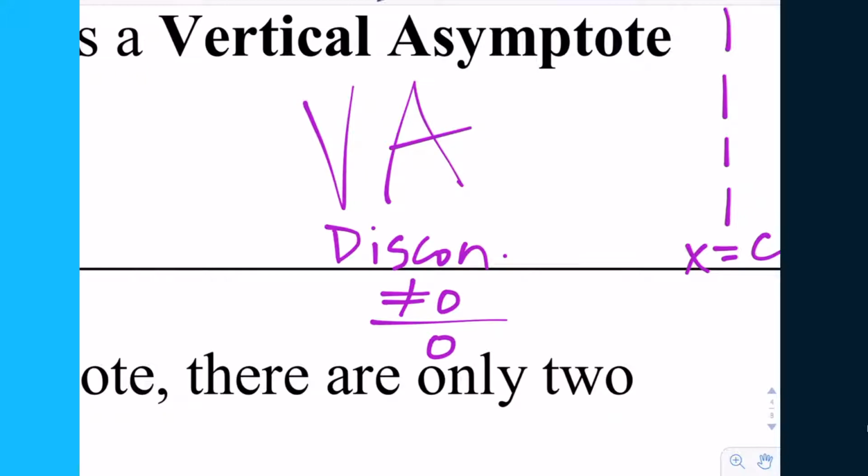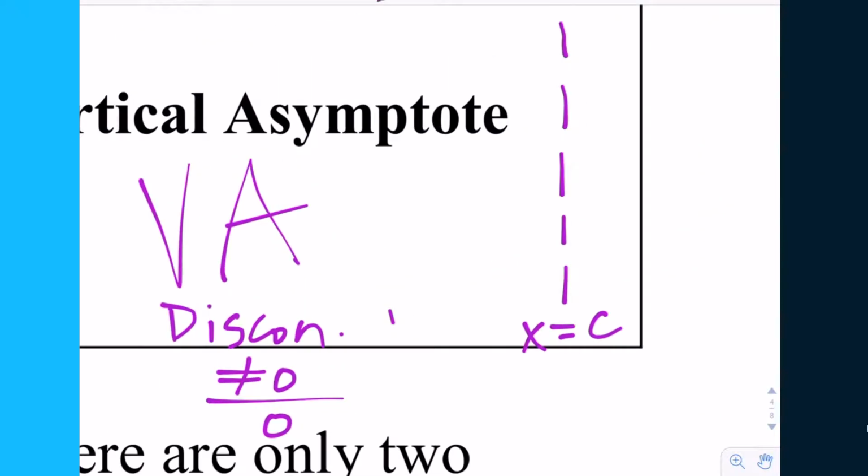Yeah, good. 0 over 0 means a hole, unless it's a jump, and it's a jump. But any non-zero over 0, when you plug in, means that the graph has a vertical asymptote there at x equals the number you plugged in. So it could be 5 over 0, 4 over 0, negative 100 over 0. Non-zero over 0 means vertical asymptote. Now, think about what your options are.